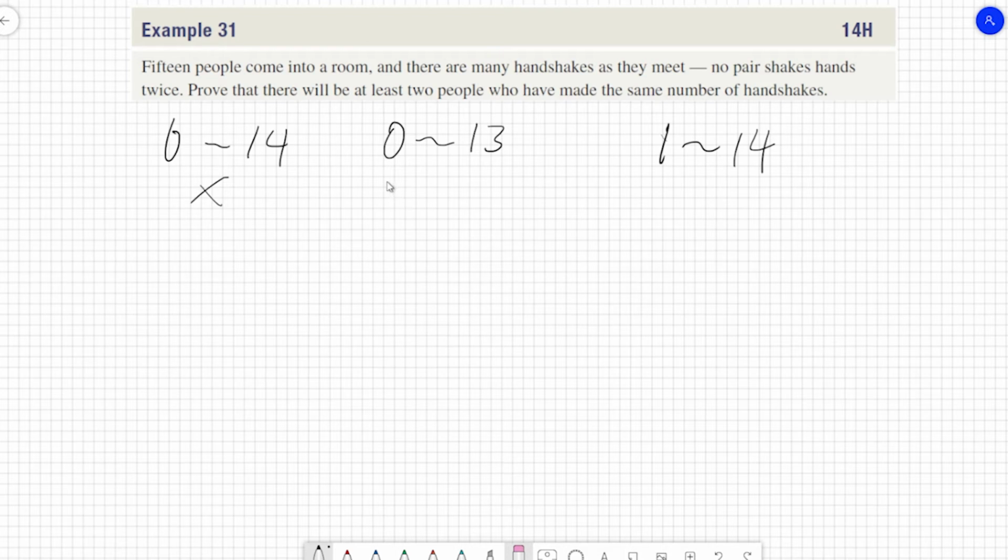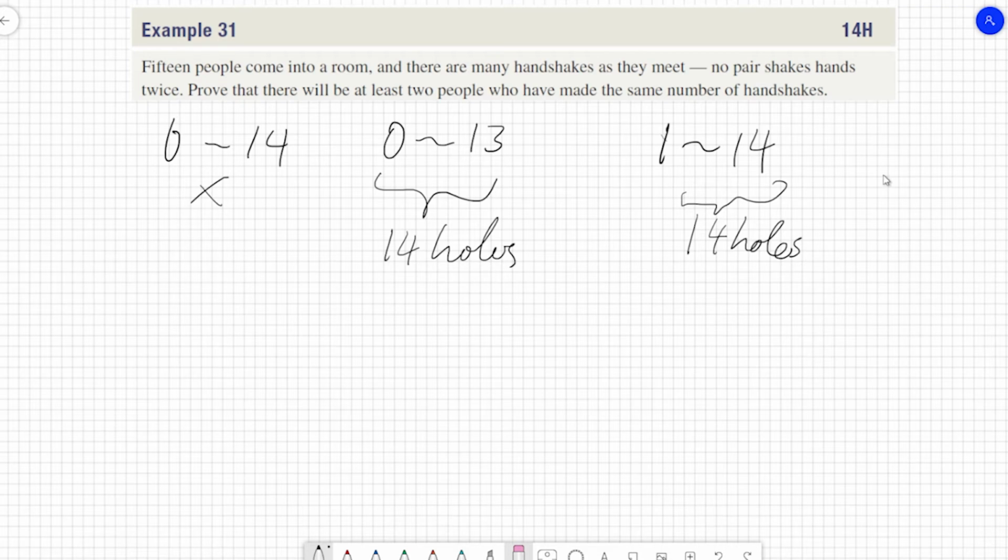You either have someone who has shaken no hands, and the maximum number of handshakes in the room is 13, or one person has shaken all the hands, and the minimum number of handshakes in that room will be 1. But either way, the number of handshakes will be the pigeonholes. So 14 holes and 14 holes here. It doesn't really matter which scenario was the case.